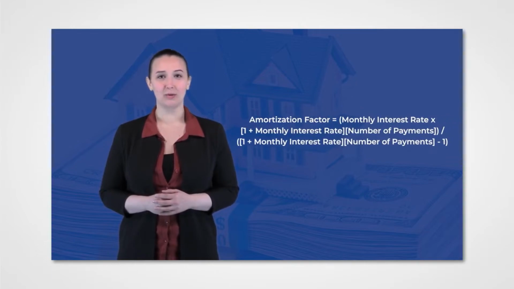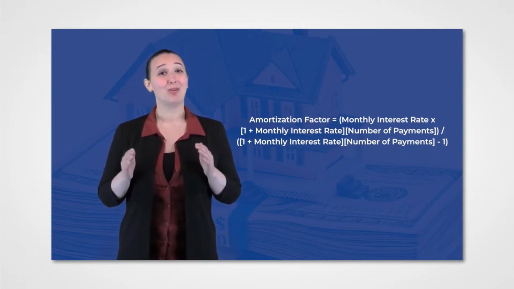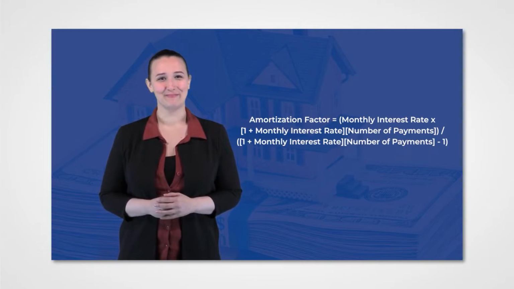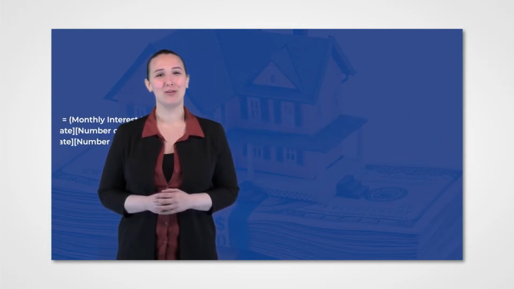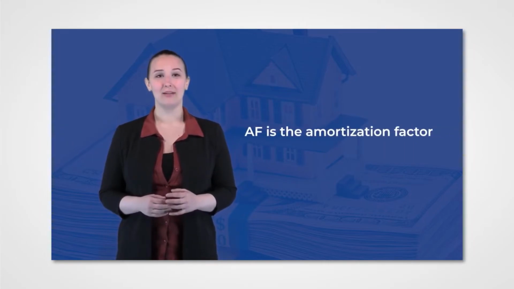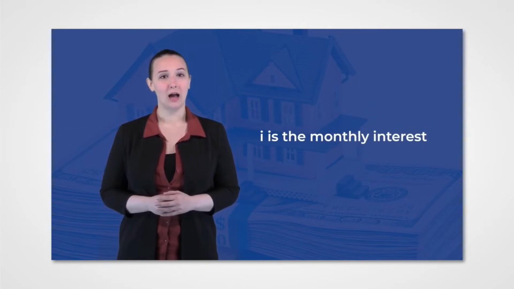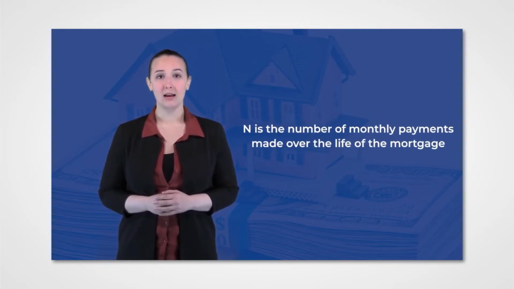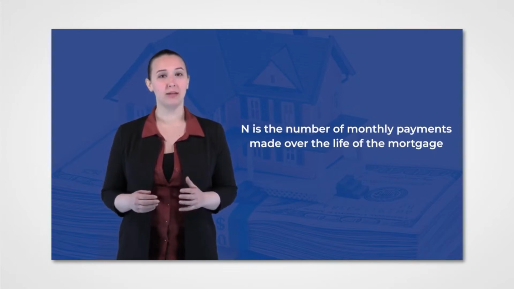Amortization factor equals monthly interest rate multiplied by 1 plus the monthly interest rate to the power of the total number of payments divided by 1 plus the monthly interest rate to the power of the total number of payments minus 1. This is the most complicated part of this lesson. The shorthand version of this formula looks like this. AF is the amortization factor, I is the monthly interest, N is the number of monthly payments made over the life of the mortgage.